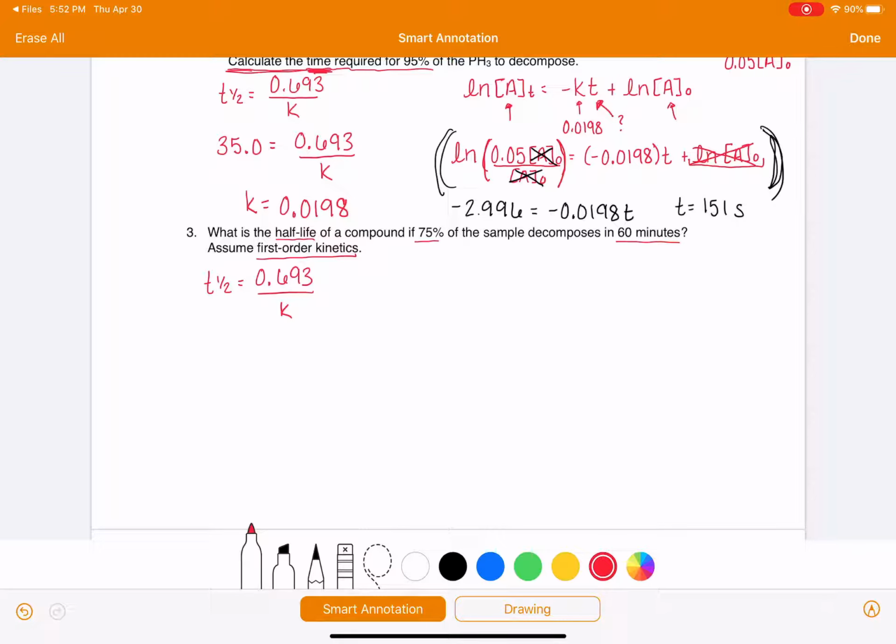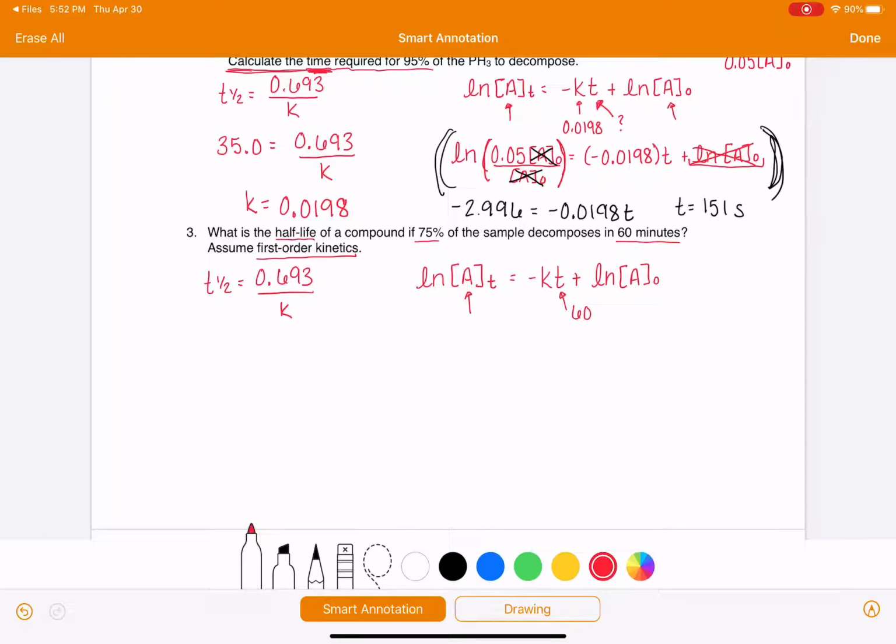Well, where can we get the rate constant? We can get the rate constant from the integrated rate law. Natural log of A at time t equals negative k t plus the natural log of A at time 0. Can we figure out k? Well, we know the time is 60 minutes. And we know at that 60 minutes, 75% of our sample has decomposed.